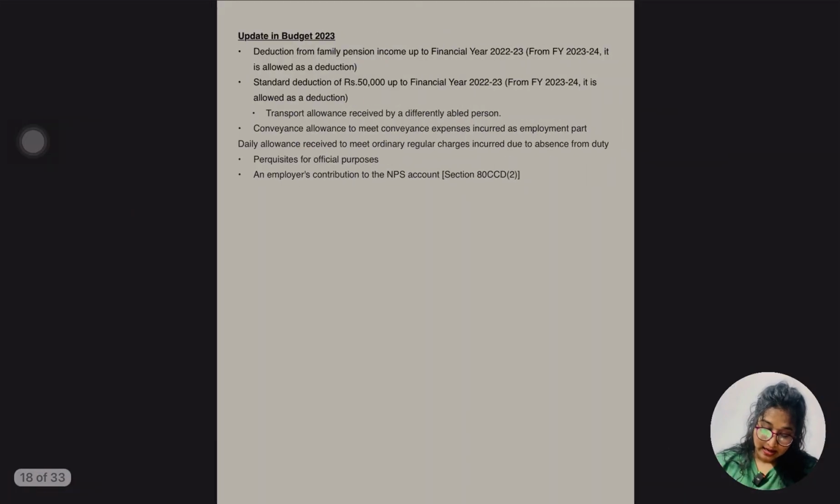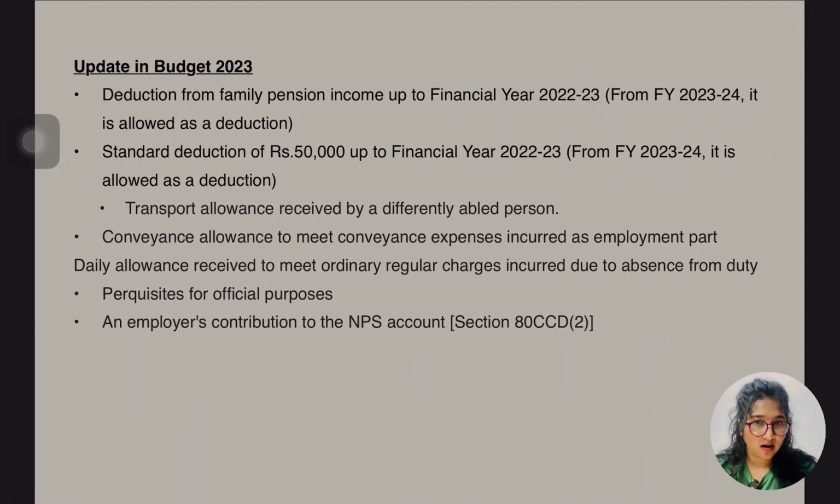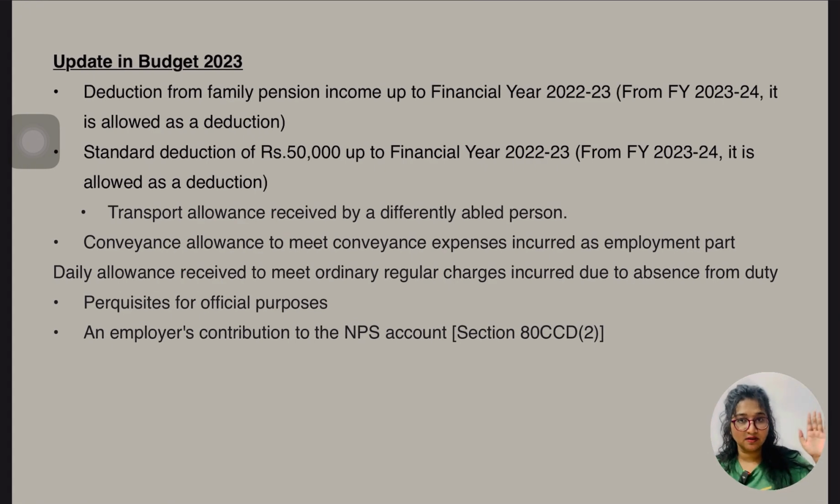So let's go for something which can be beneficial in this section. As I told you, the standard deduction of 50,000 is allowable. Deduction from family pension income is allowed up to financial year 22-23, and from 23-24 it is allowed as a deduction. So for family pension, yes, that is allowable. Standard deduction of rupees 50,000 is allowed.